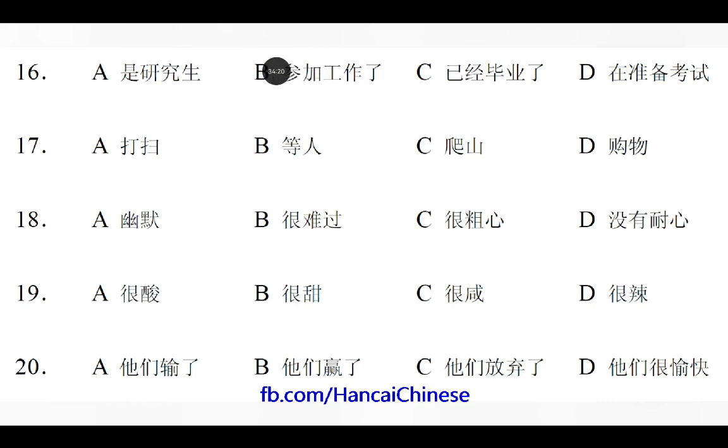And 找工作 means find a job. 参加工作 is irrelevant, not relevant to the audio. And 研究生 means master's student. He is not a master's student. He says he is preparing for the master's exam. So this is also irrelevant.